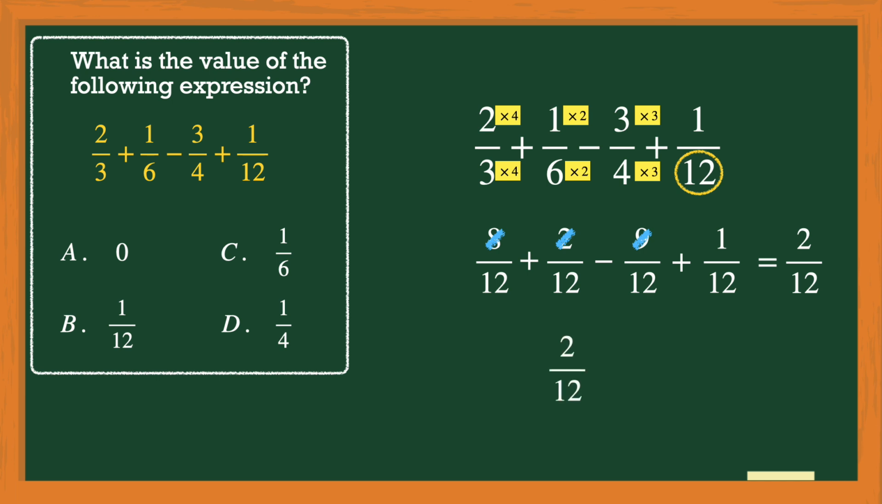But looking at my choices, I do not see that answer. But if I go back and take another look at my answer, I see that both the numerator and the denominator share a common factor of 2. So I'll divide both of them by 2. And 2 divided by 2 is 1, and 12 divided by 2 is 6. And now I do see my simplified answer of 1/6 as choice C.